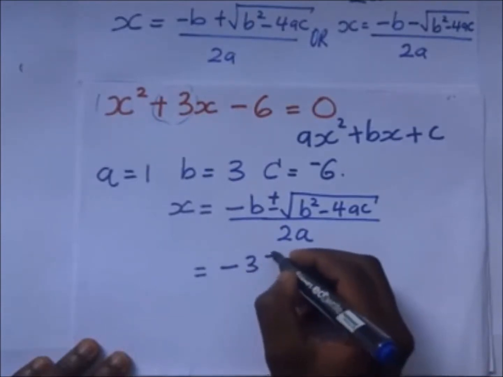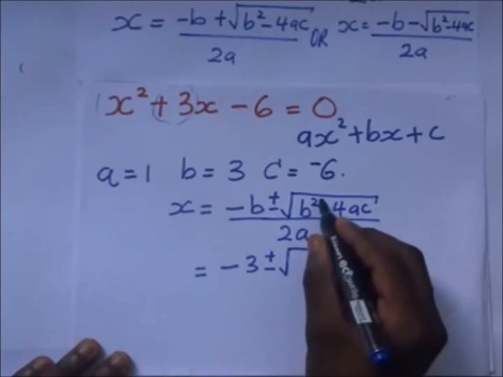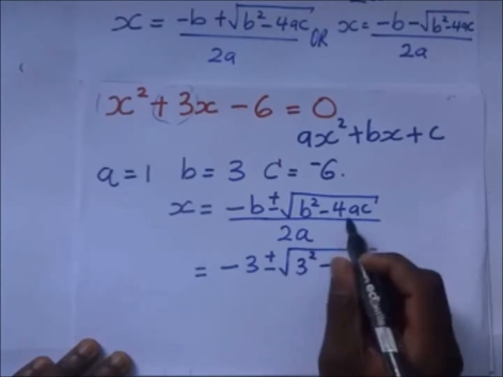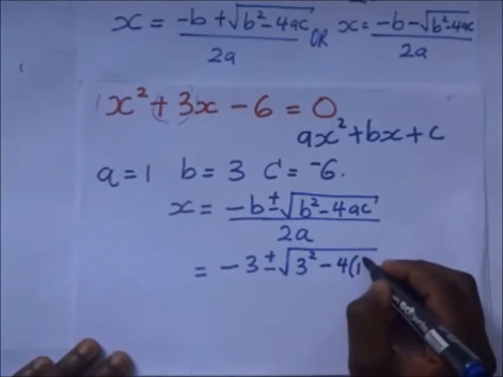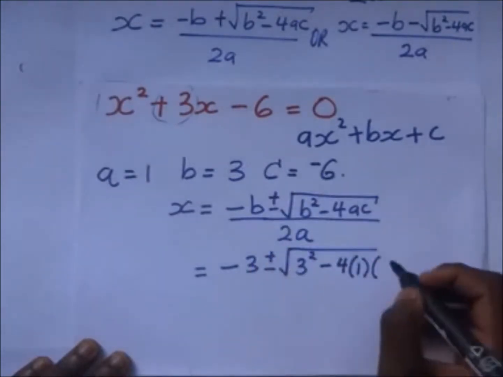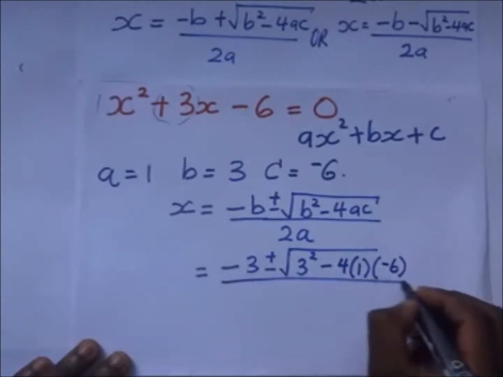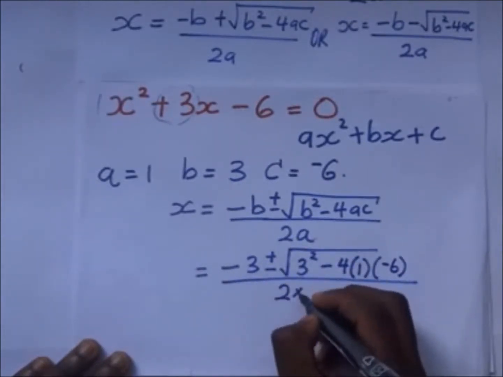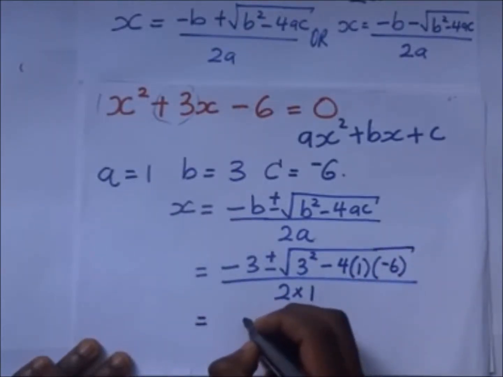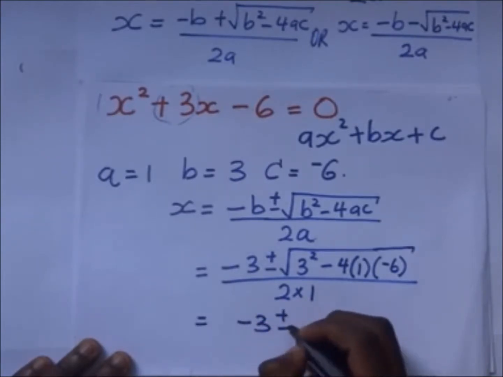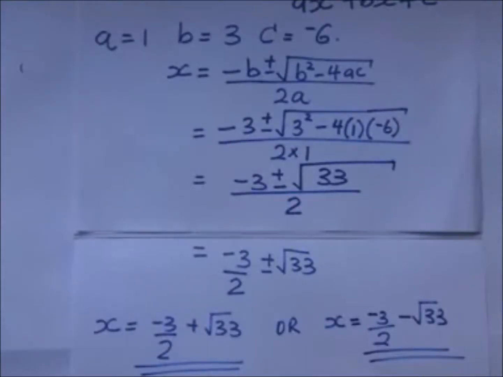It's negative 3 plus or minus the square root of b squared, which is 3 squared, minus 4 times our value of a, which is 1, times our value of c, which is negative 6. Divide all that by 2a. Our value of a is 1. And the rest is math. Our answer will be negative 3. So our two values of x are either negative 3 plus root of 33 over 2, or this. And those are our answers.